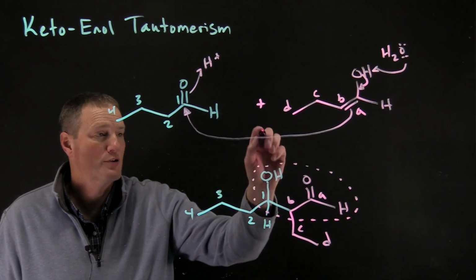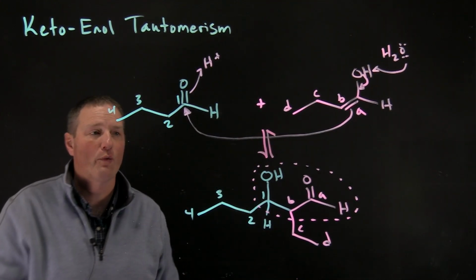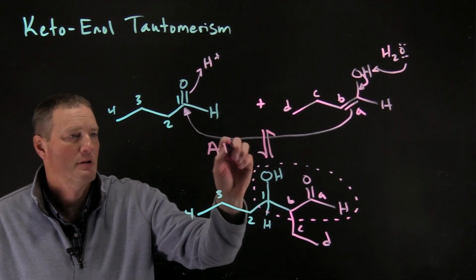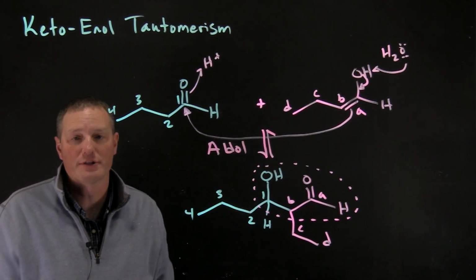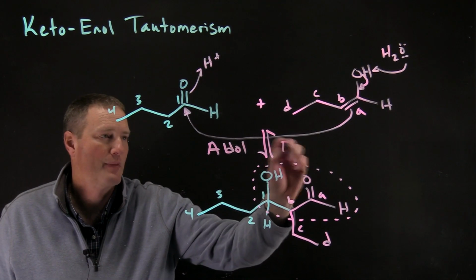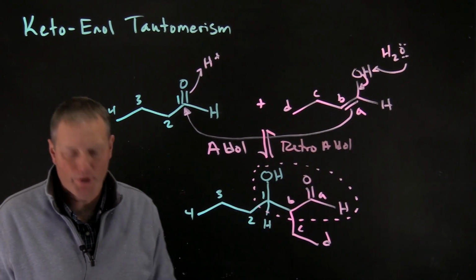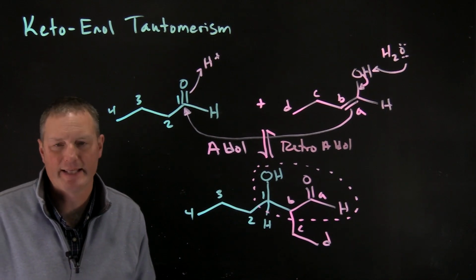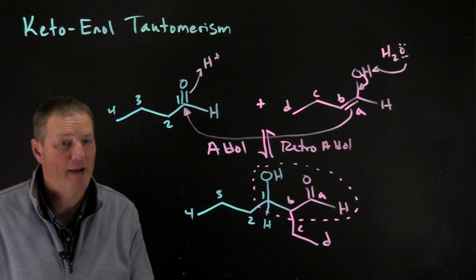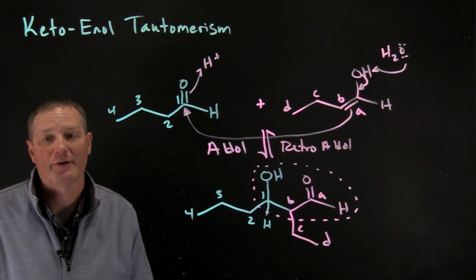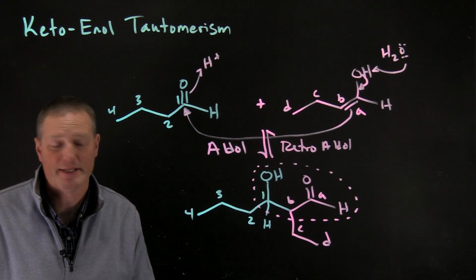So if this were to form, the aldol reaction is the forward reaction. If it were to fragment and go in reverse, that's the so-called retroaldol. The reason we're going over this particular reaction is that it does have a lot of applications when we get into carbohydrates and also metabolism. We're going to run across the aldol and retroaldol quite a bit later on when we discuss metabolism.